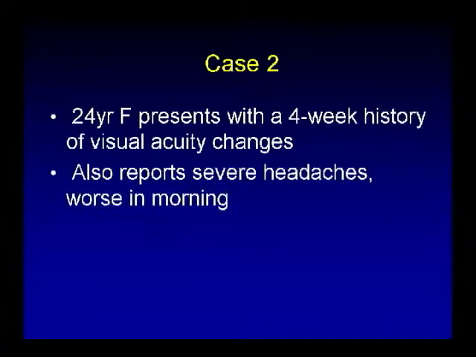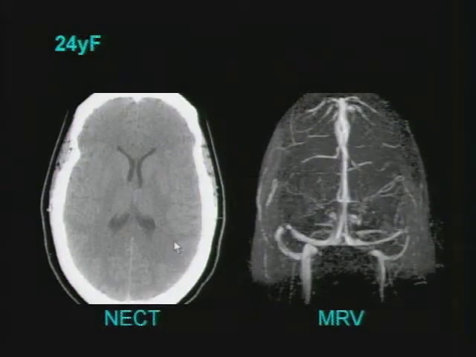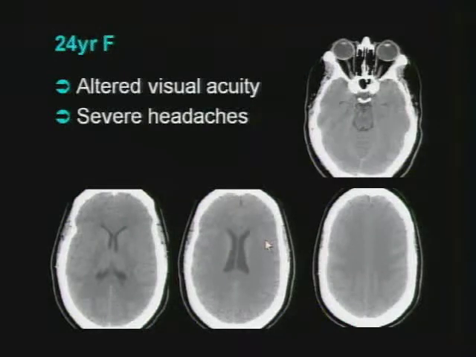This is a woman who presents with a 4-week history of visual acuity changes and severe headaches that are worse in the morning. She had a non-contrast CT, she had an MRV. Let's look at more images of her CT. She has altered visual acuity, she has severe headaches, and this is her CT scan.